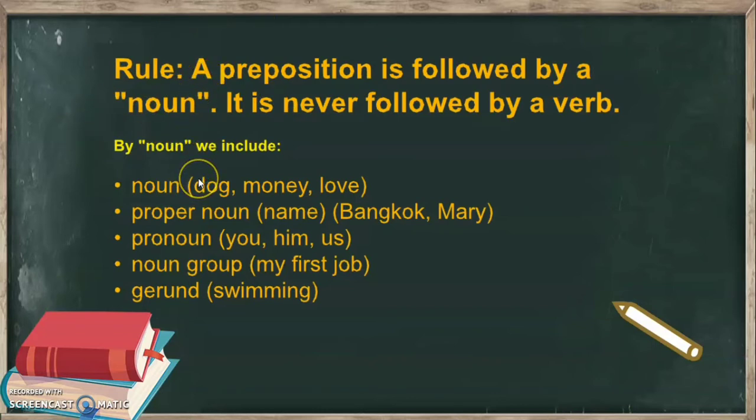Let us do a quick review of what a noun is. We have dog, money, love, and some proper nouns, some names, like Bangkok, Mary, Philippines. Pronouns: you, him, us. You will know all of these nouns when you go back to the very first episode of Learn with Tin. There I enumerated the different kinds of noun. I hope that you have watched that so you can follow where we are going here.